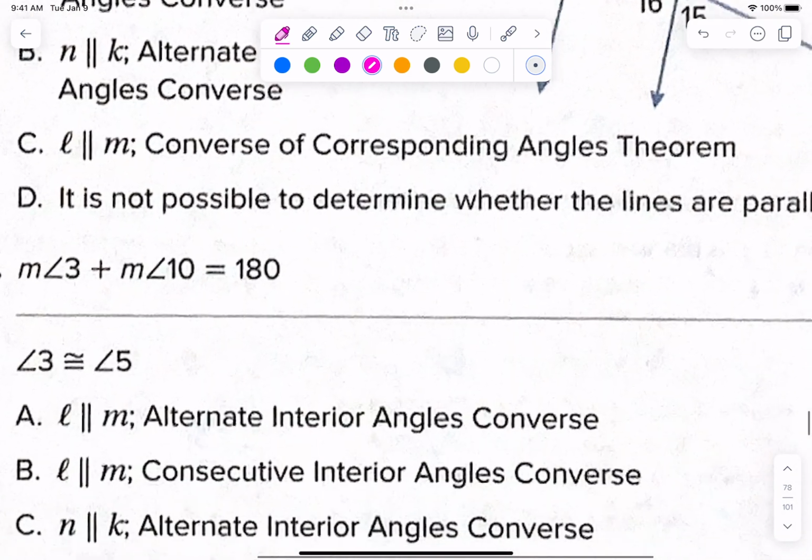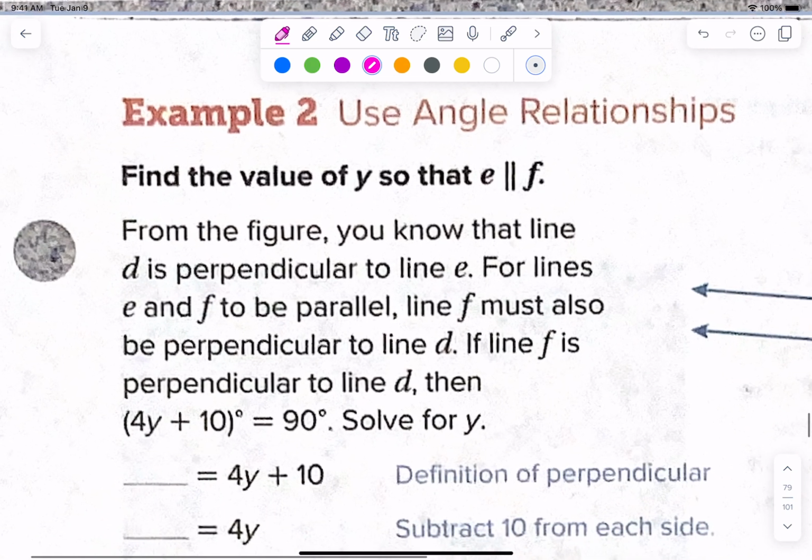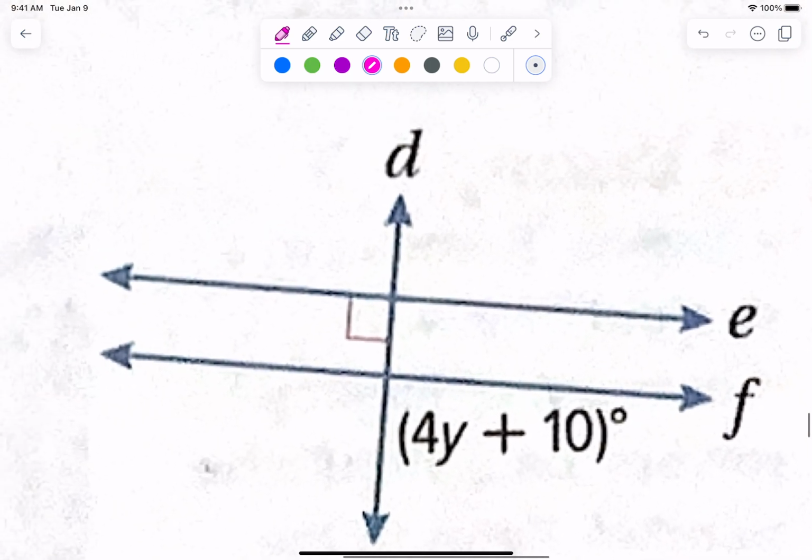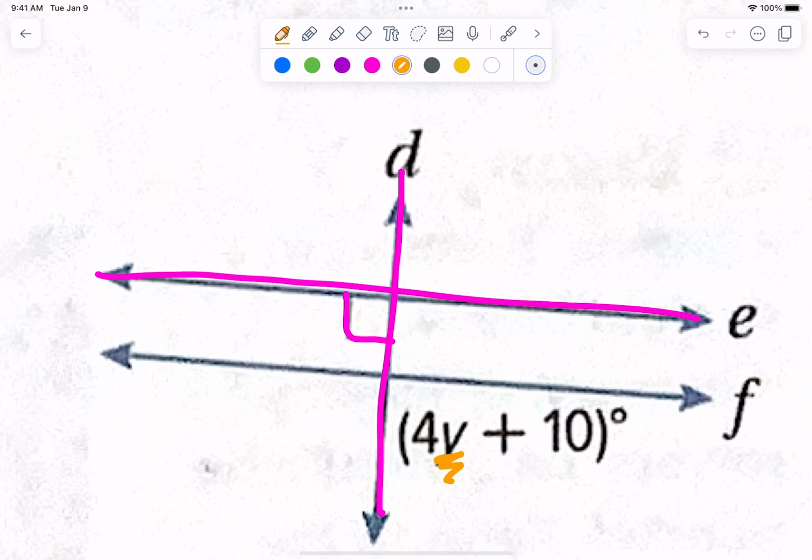All right, let's solve for some stuff. Go to the next example on the next page. Example 2. It says, from the figure, you know that line D is perpendicular to line E. So this guy is perpendicular to this one. We know that because of the right angle box. Now they say find what Y would have to be in order for this guy to be parallel to this guy.